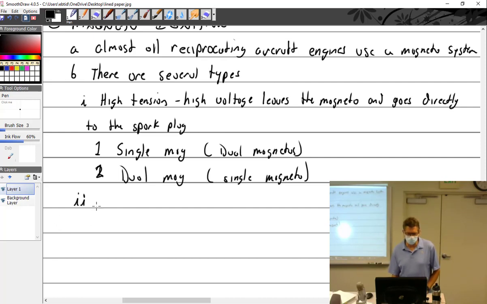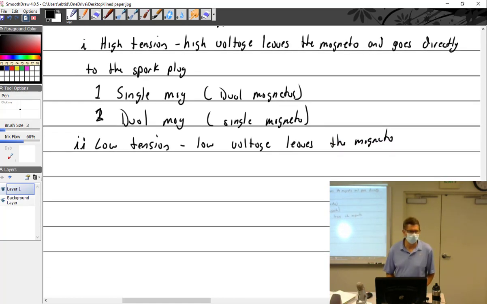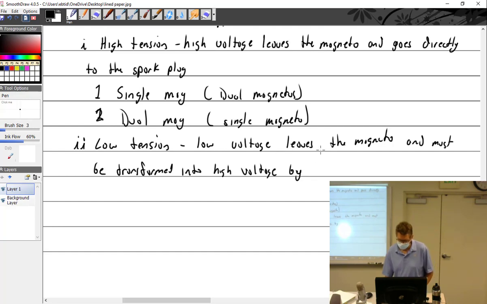Okay. Before that, there was the low tension. The low tension magnetos. What you had back then was low voltage. Low voltage leaves the magneto. For those of you that know, which side was the low voltage side? Left side? You were close. Right side? Just as close. Both. Top side, the primary side. So low voltage leaves the magneto and must be transformed into high voltage by individual coils.